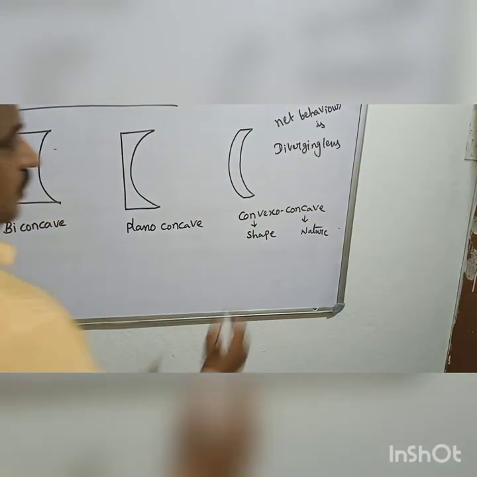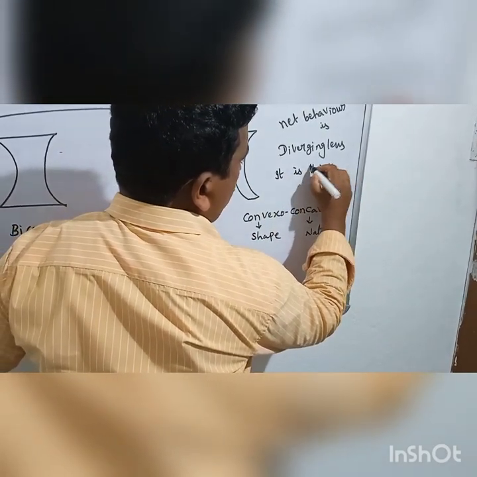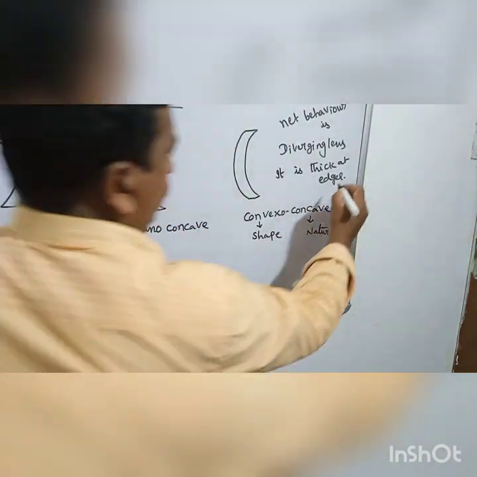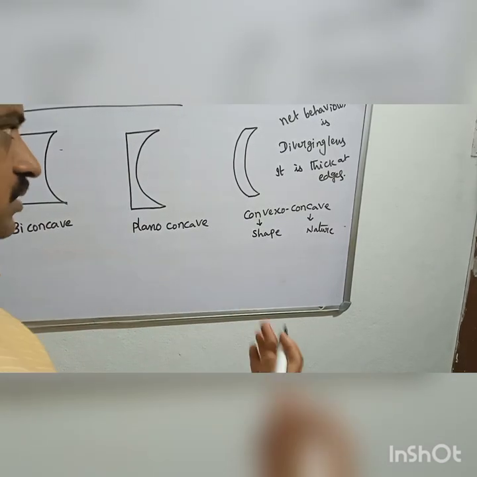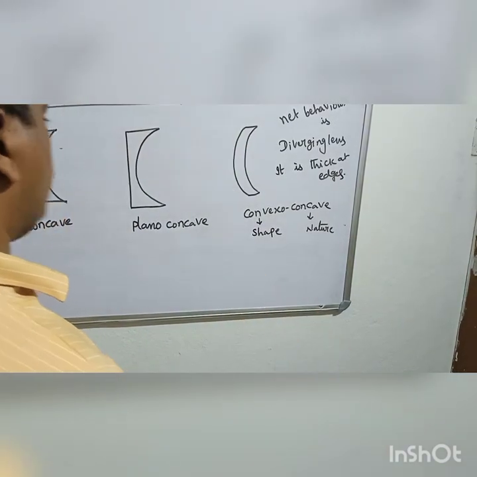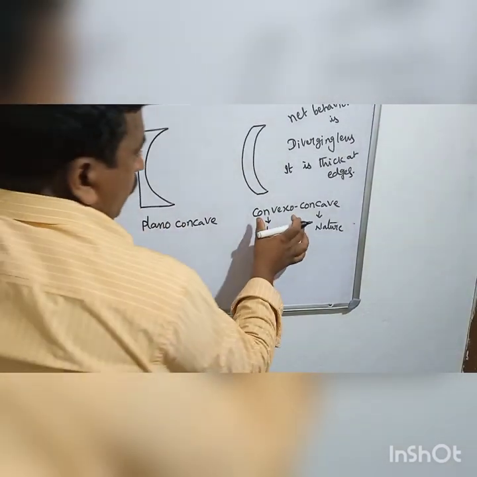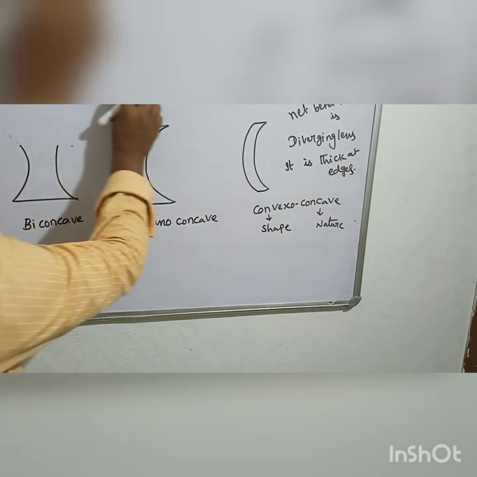It is thick at the edges. This is the further classification of lenses. One group is biconvex, plano convex and concavo convex. The other group is biconcave, plano concave and convexo concave. So this is the further classification of lenses.